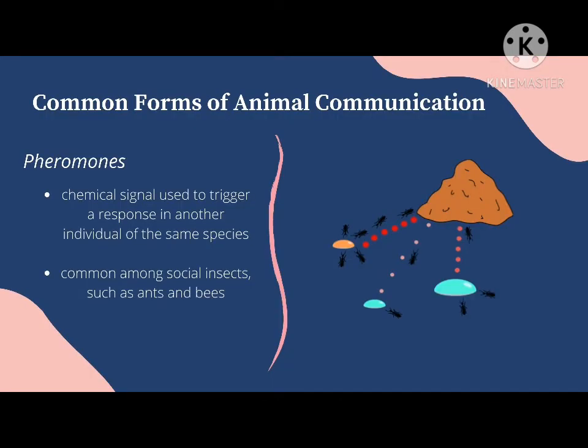We have common forms of animal communication. Number one is pheromones. It is a chemical signal released by an animal that is used to trigger a response in another individual of the same species. This signal is common among social insects like ants and bees. An ant can deposit pheromones on both outgoing and return legs of their trip, building up the trail and attracting more ants. They can also stop adding pheromone on the way back, letting the trail fade out.